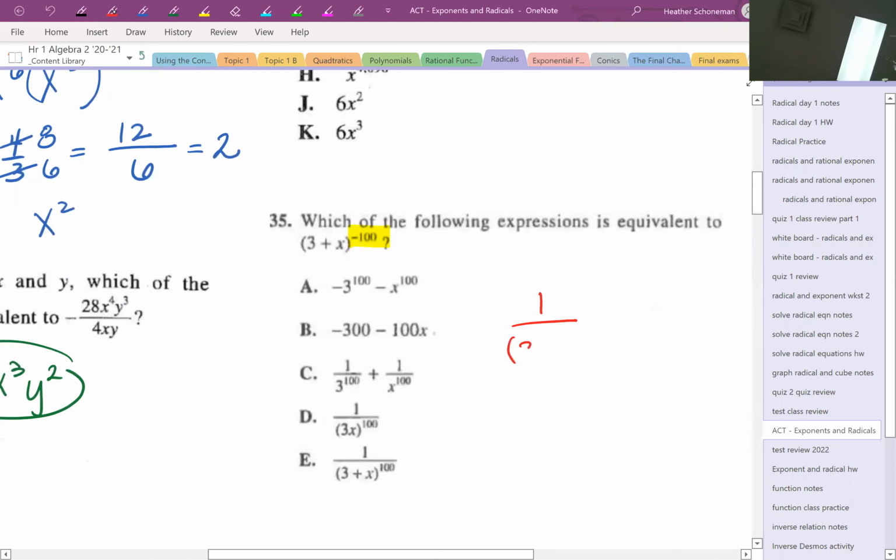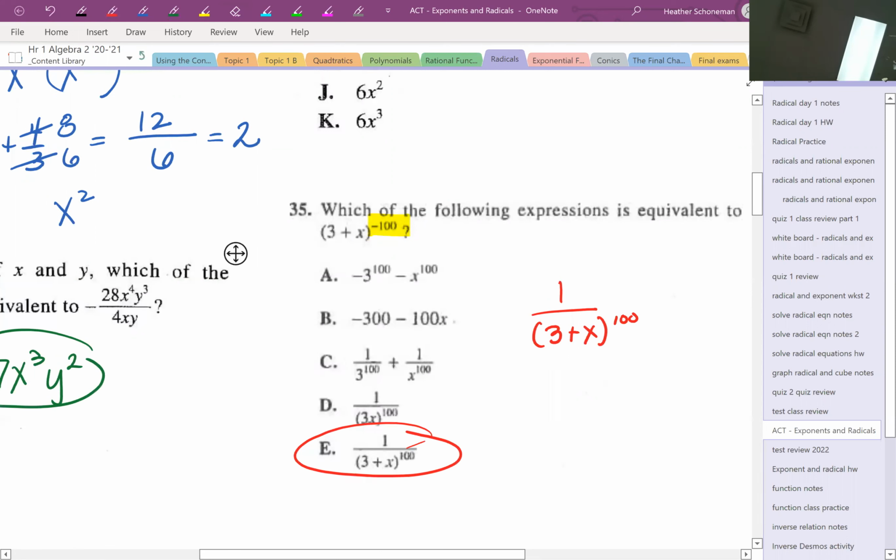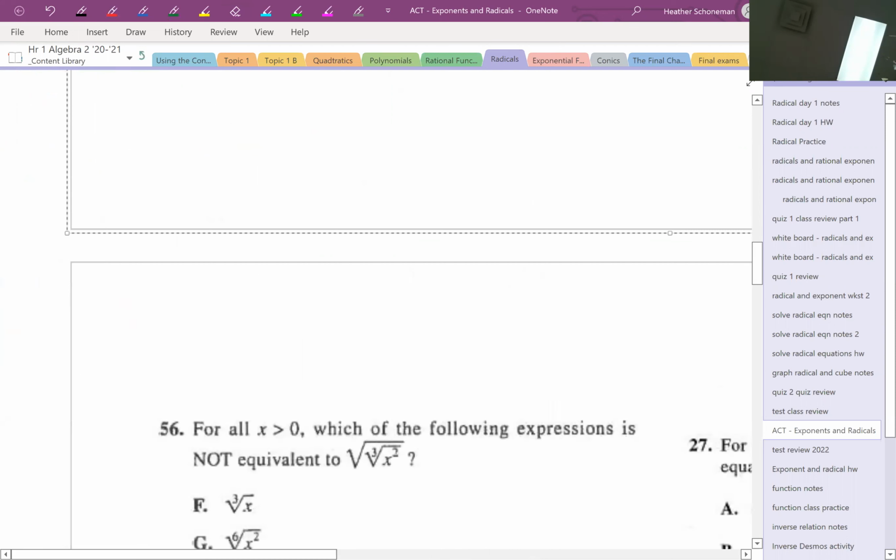Okay, so because it's a negative exponent, we're going to write it 1 over, oops, got a little carried away on my 3. We have 1 over 3 plus x to the positive 100, which happens to be an answer. So we're good. Okay, we go to the next page.